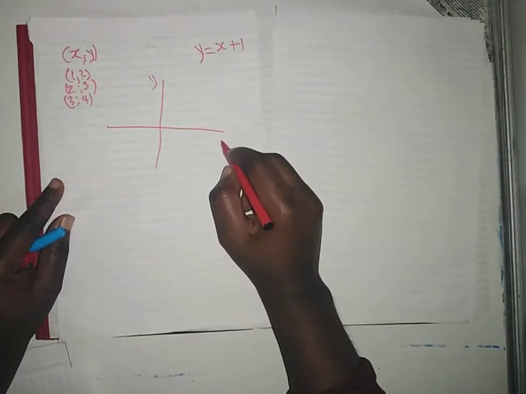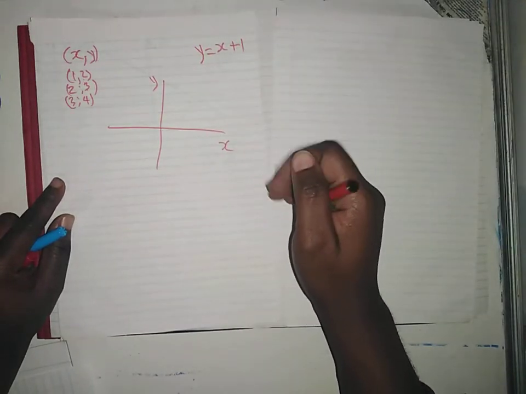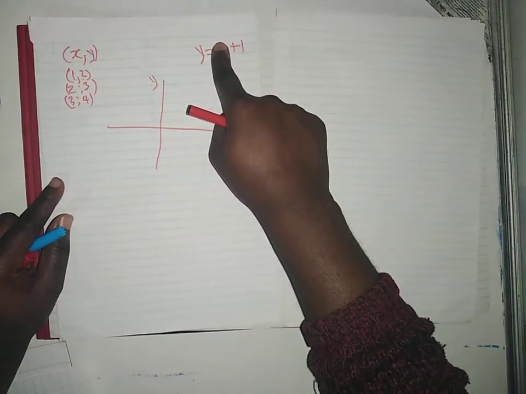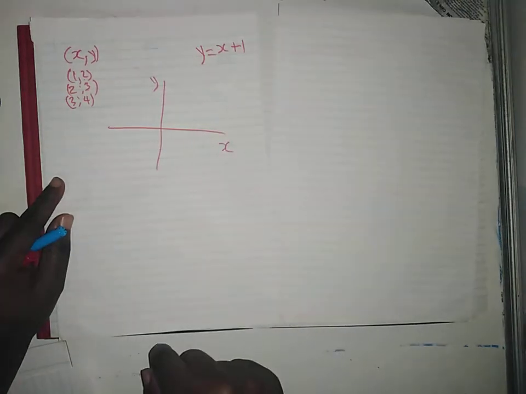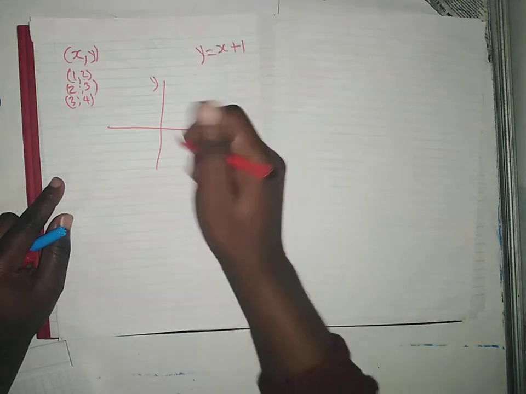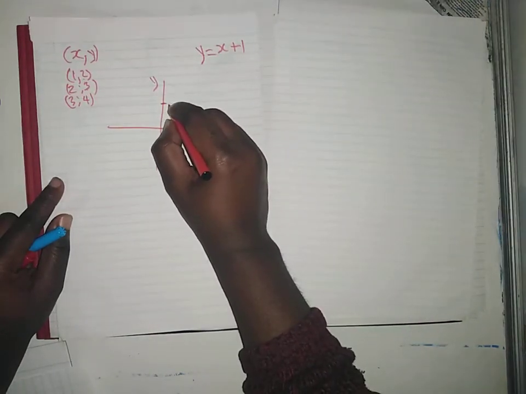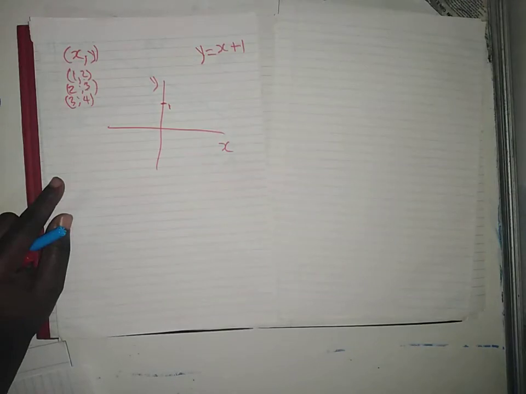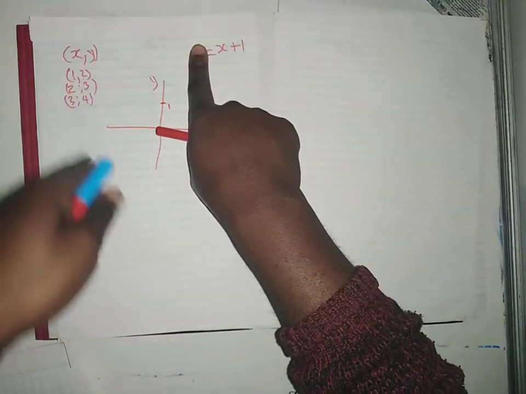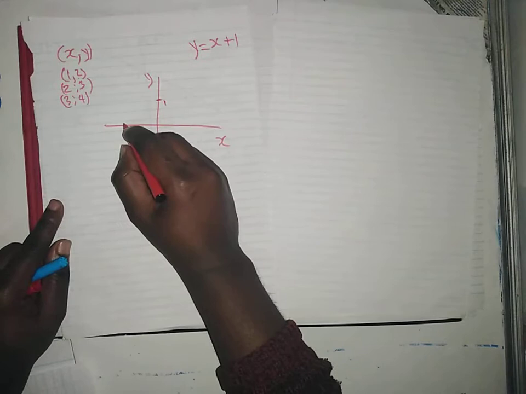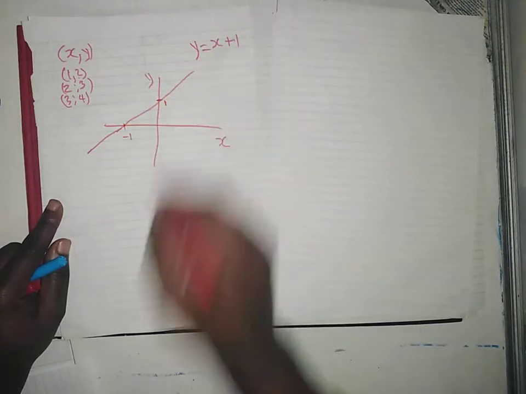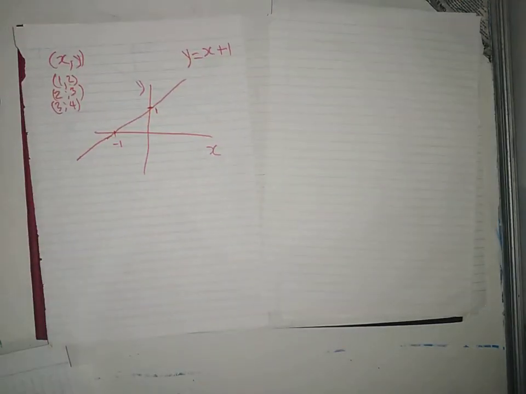This is y, and this is x. Let's look for the y-intercept of the function. Remember, with the y-intercept you make x equal to 0, so it's the same as if the x is gone, and y is equal to 1. Here it is. What about x? If you want the x-intercept, you let y be equal to 0, so you take the 1 to the other side and it becomes minus 1. So minus 1 is somewhere here. When you connect these dots together, you get this function, which is y is equal to x plus 1.